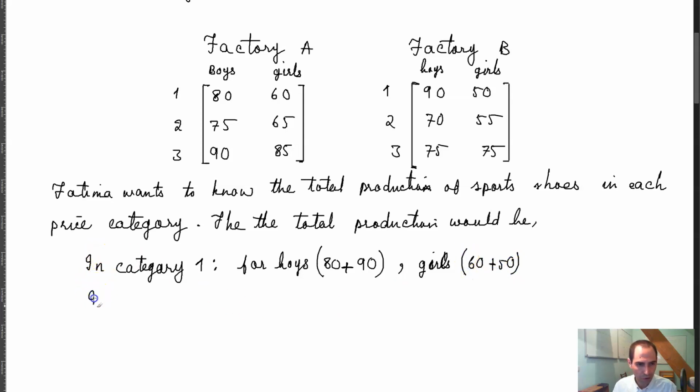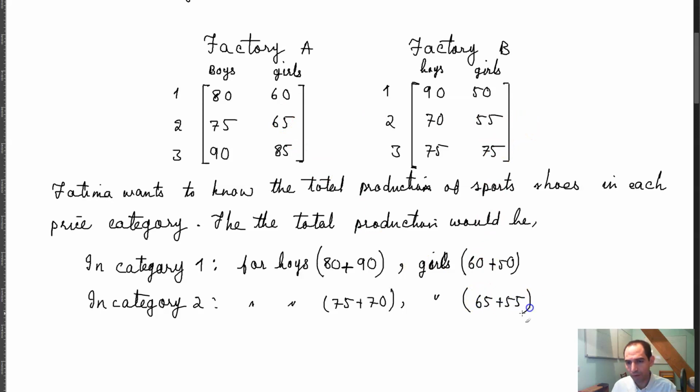Now in category 2, for boys we had 75 and 70, and for girls we had 65 and 55. In category 3, what we had for boys was 90 and 75, and for girls we had 85 and 75.